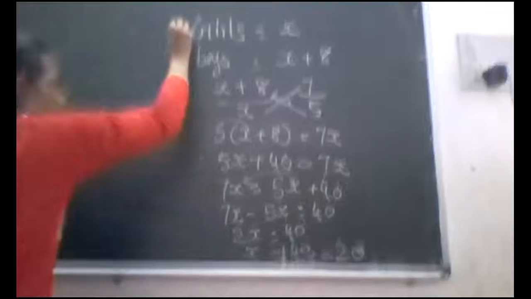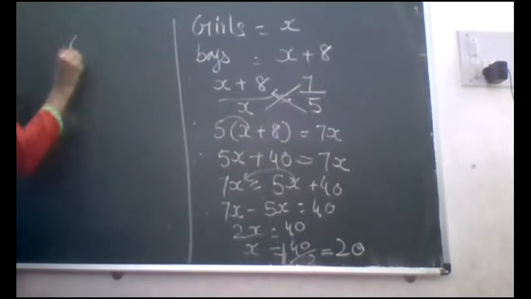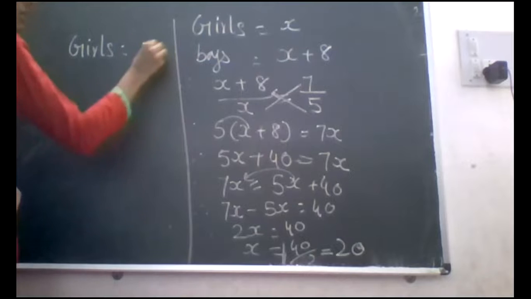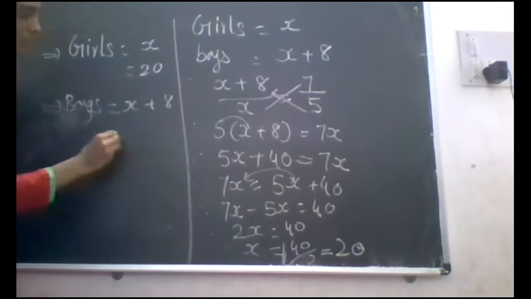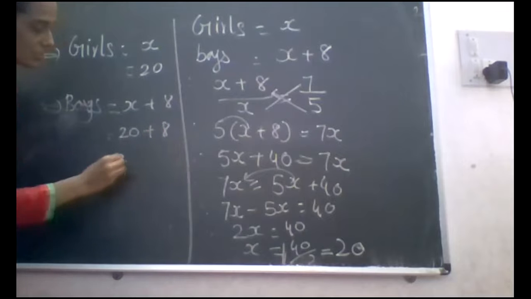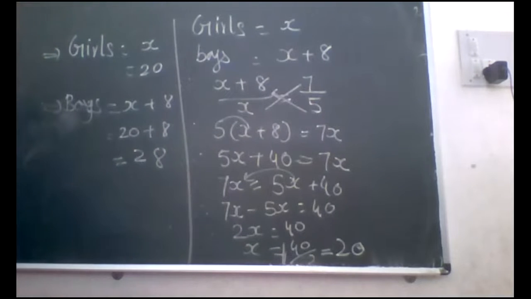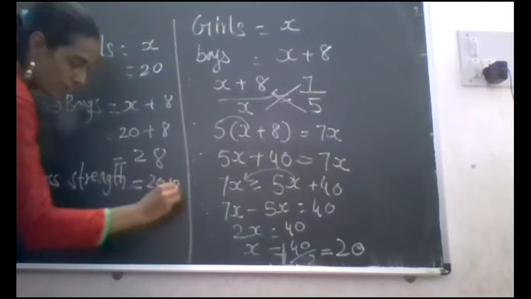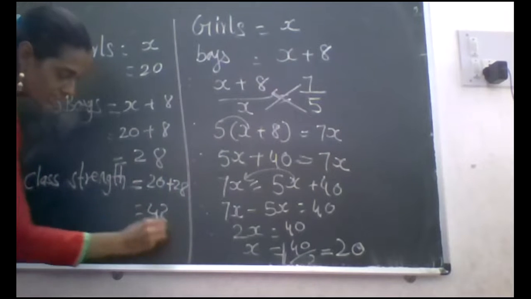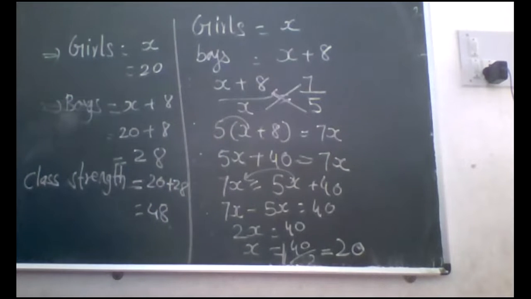Now the number of girls is only x, so 20 girls are there. And boys are X plus 8, so x is 20 plus 8, you will get 28. Now you have to find the total in the class. 20 plus 28 is equal to 48 students present in the class.